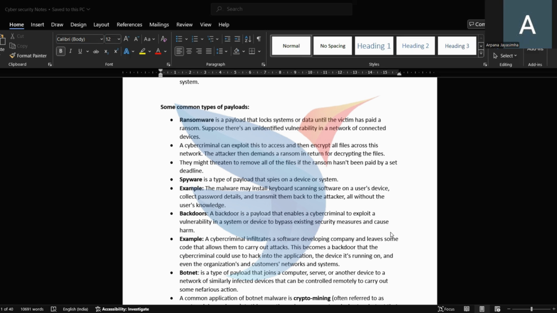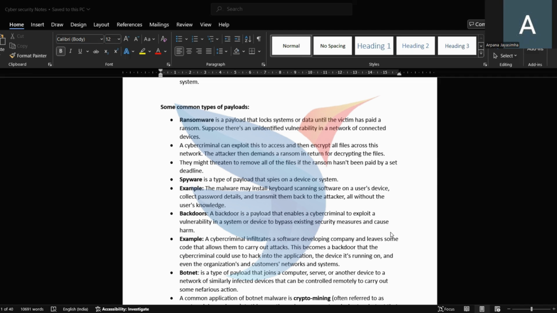For example, the malware may install keyword scanning software on a user device which collects passwords and details and transmits them back to the attacker, all without the user's knowledge. Next, what is a backdoor? A backdoor is a payload that enables a cyber criminal to exploit a vulnerability in a system or device, bypassing existing security measures and causing harm.